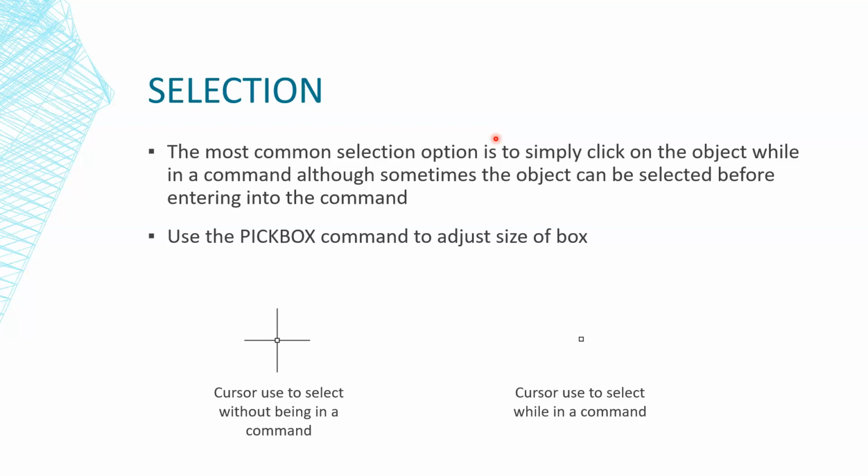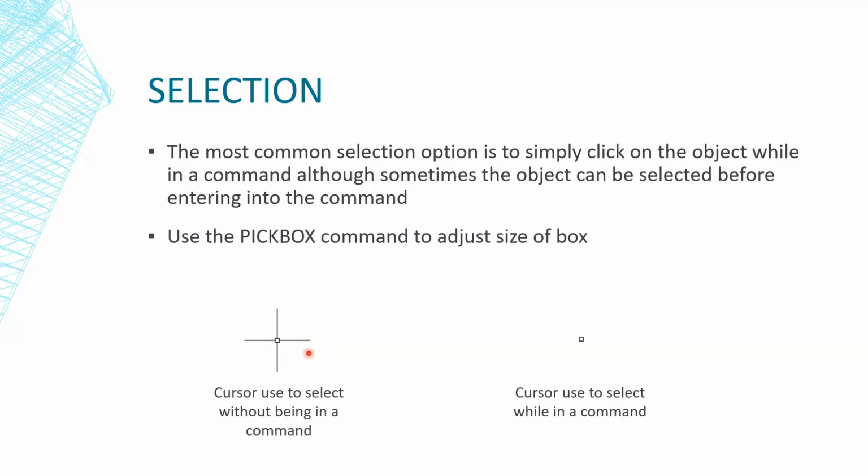One of the kind of weird things about it is that you're going to have to be able to select things. So if I'm using a command like erase, I have the option to select it beforehand or select it while it's in the command. You can already see that the cursor looks like this. If I'm not in any command, typically the cursor is going to look like this. I can physically just click on that object, and then hit the erase command. What that does is pre-select what you want, and then it'll use it.